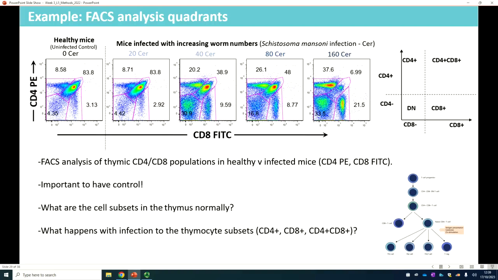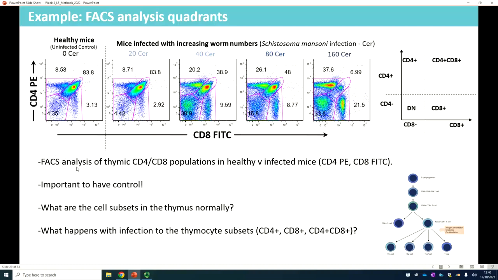So this is looking at some FACS analysis. So here we've got quadrants. So in this experiment, we're looking at CD4 and CD8 staining of mice that have been infected with increasing numbers of S. mansoni. So this is a worm infection, and we've got healthy mice here. So it's important to mention that the CD4 are stained with a different dye, so in this case PE, and CD8 with FITC. So this is red and this is green, so you can identify your different cell populations.